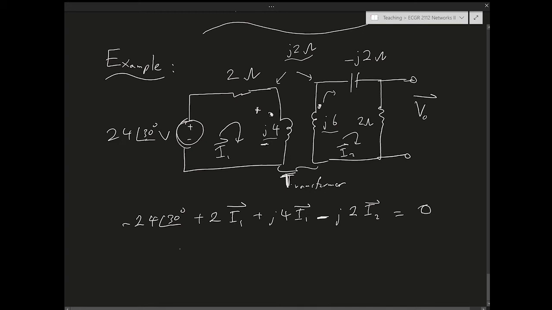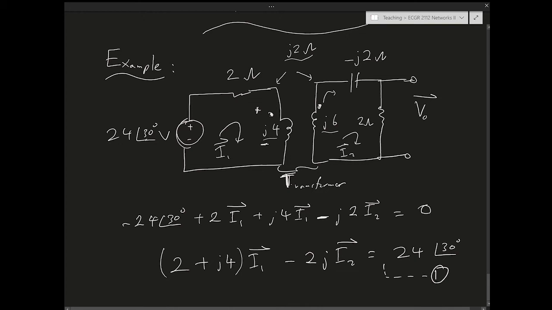So I have equation number 1 already. Let me collect the terms. I have 2 plus j4 times I1 minus 2j I2 equals 24∠30°. This is equation number 1.